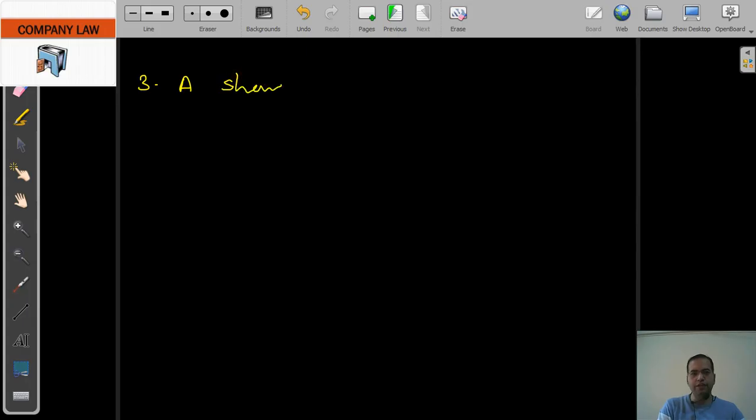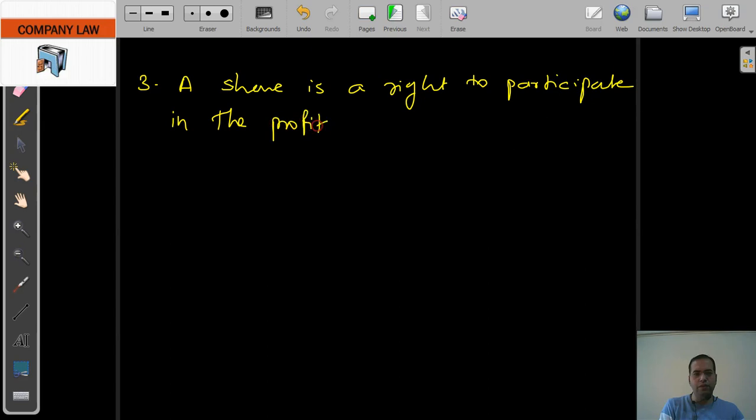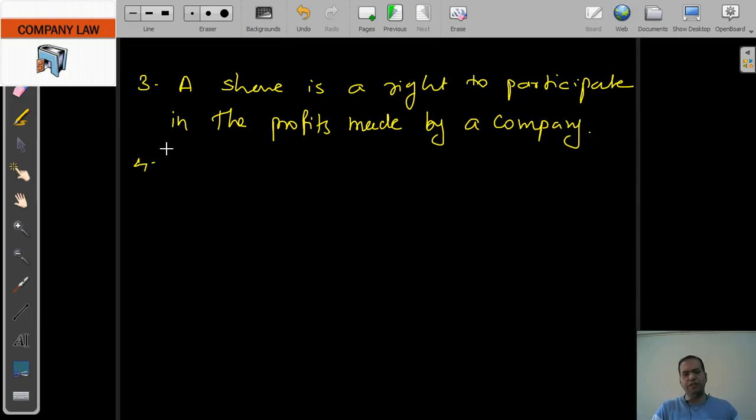A share is a right to participate in the profits made by a company. Profits made by the company while it is a going concern. Try to understand: when a company is a going concern, it is a kind of right to participate in the profits.